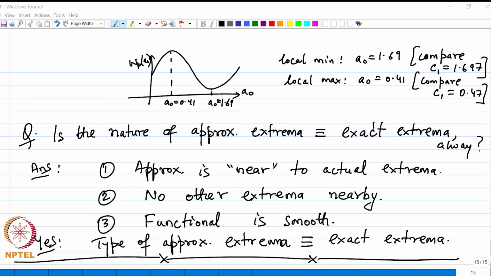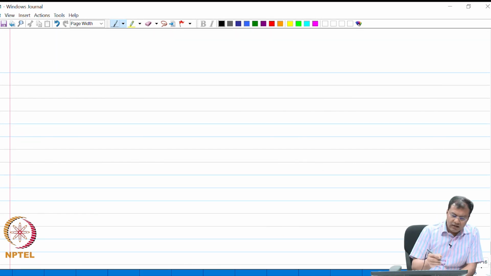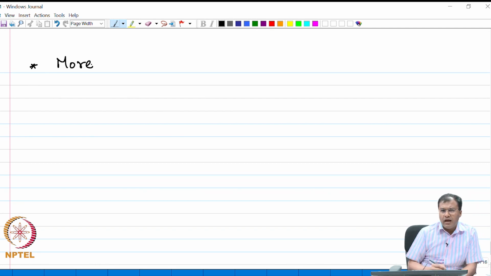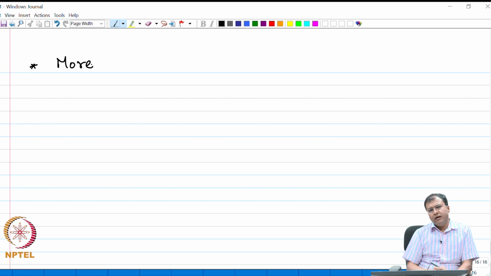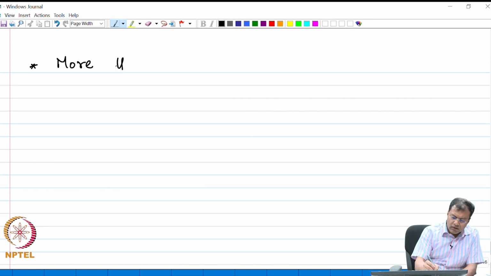So, let me now go to another new method. Suppose we have also seen functionals which have more than one independent variable. In that case the Ritz method changes to a much more general method known as the Kantorowicz method. Let me call this method 3.